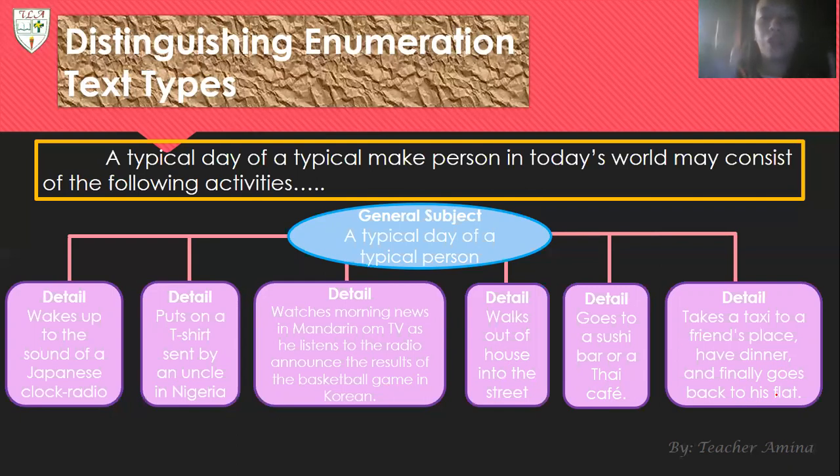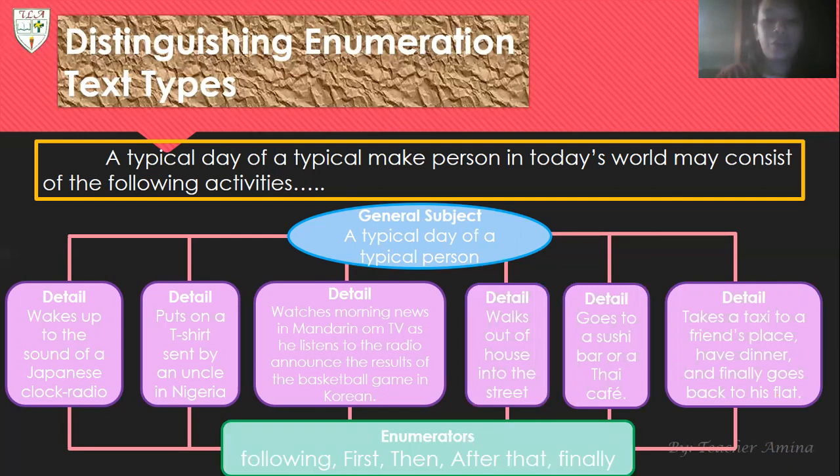Under activities mentioned on the passage that says that this is a typical day of a typical person. Okay, and finally, the enumerators from the passage are the ones that I encircled a while ago, following: first, then, after that, and finally. So that is how you will know that it's an enumeration text type.